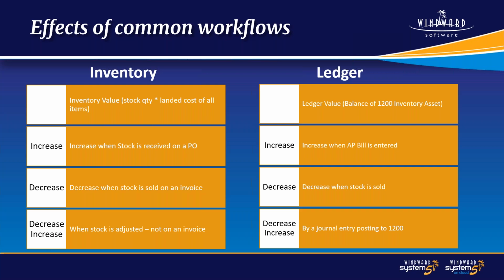If you do any sort of manual journal entry to your inventory ledger, so you post freight to it, for example, unless that's also put into the cost of goods, this would also create a discrepancy. So there's a lot of reasons why these two things could become unbalanced.